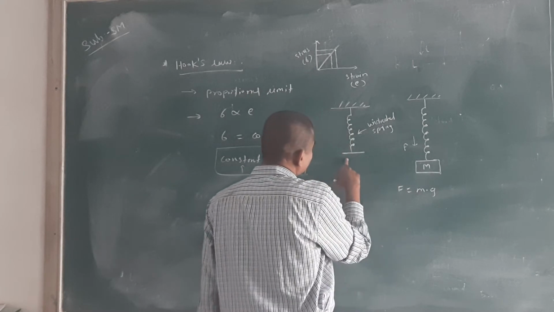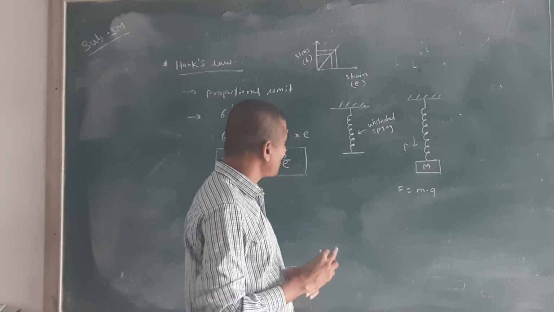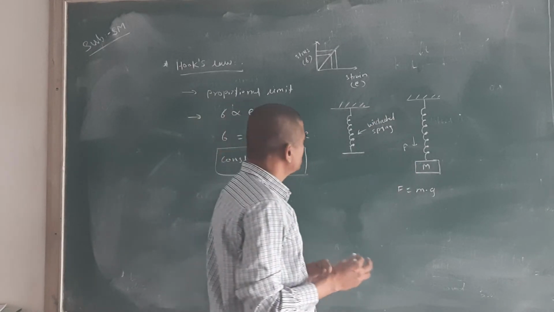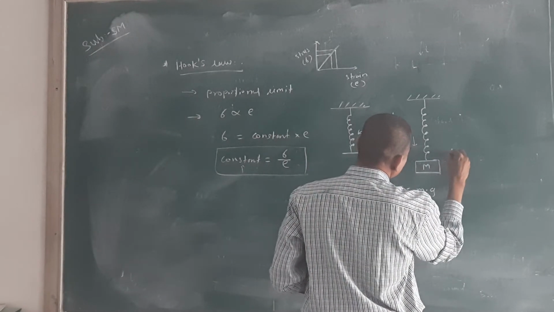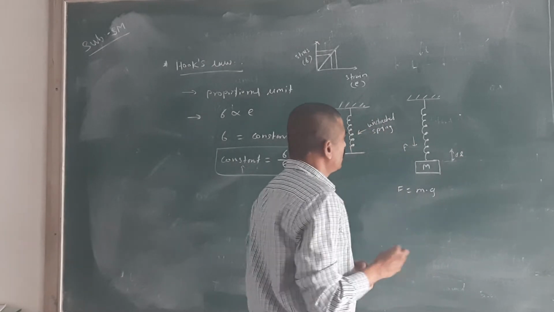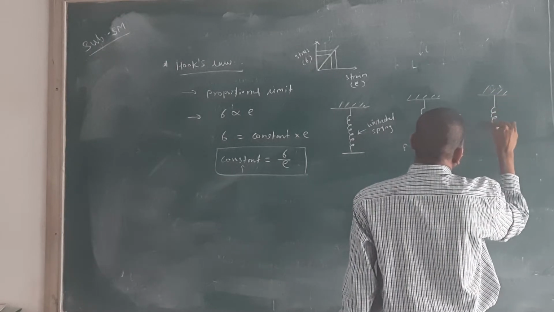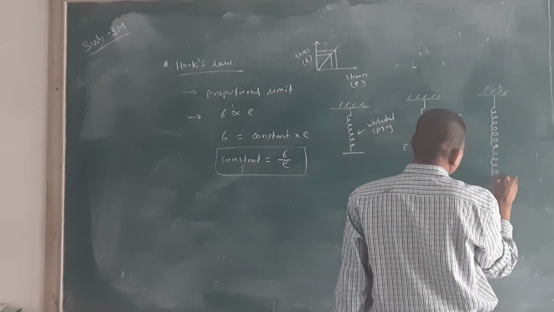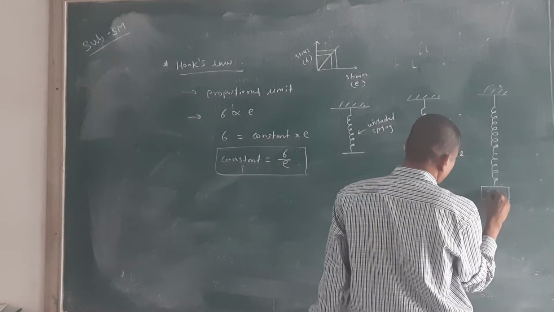See, here is an unstretched spring. We are not applying the mass, but when you apply the mass, then this spring will be extended. This spring is extended from its original position, and we will get the change in length of that spring, which is delta L. Again I will draw, if you are adding more mass here, then this will extend more than this spring.